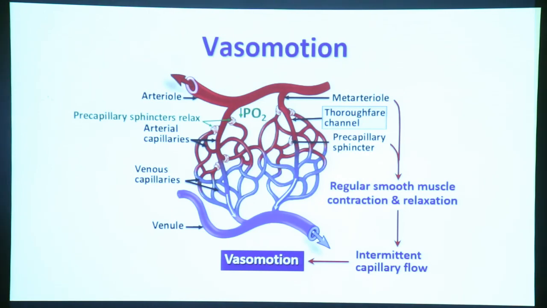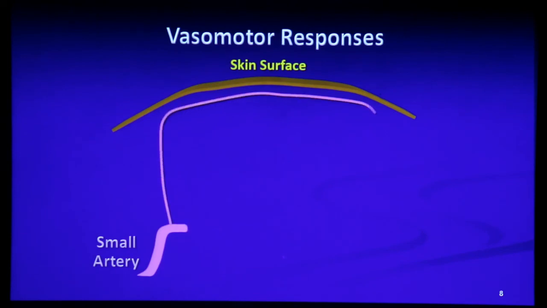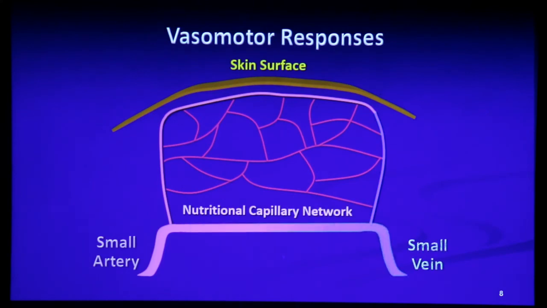Now, why do we have these thoroughfare channels and the nutritional capillary network? Consider this is your skin surface. You have a small artery, and this artery divides into a network of nutritional capillaries which supplies the skin. It's a large network, and below that there is a continuation of the artery which terminates into the vein. This is a thoroughfare channel, and this is known as a thermoregulatory AV shunt. So those thoroughfare channels which I described are called thermoregulatory AV shunts.